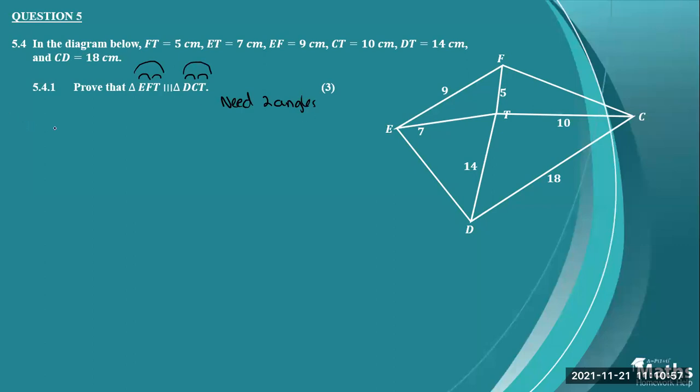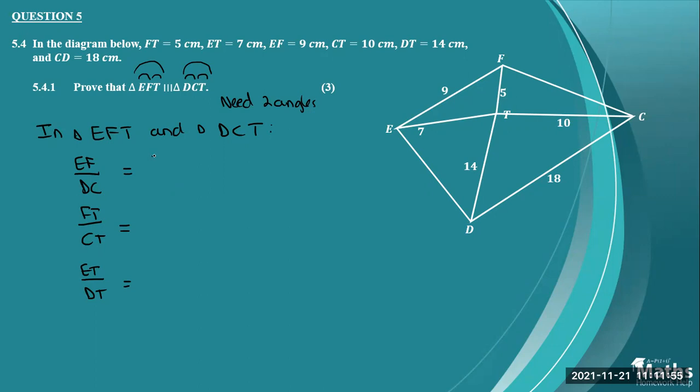So I'm just going to say here, in triangle EFT and triangle DCT, I'm going to look at the following. I'm going to work with EF, and I'm going to put it on top of DC, and work it out. And then I'm going to work out FT on top of CT and work it out. And lastly, I'm going to work with ET over DT and work it out. And if they are all equal, then we can say, okay, so therefore the sides would be similar.